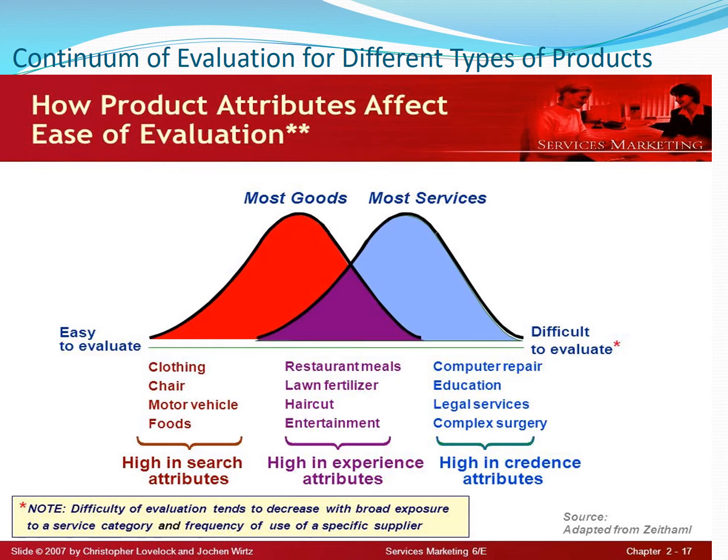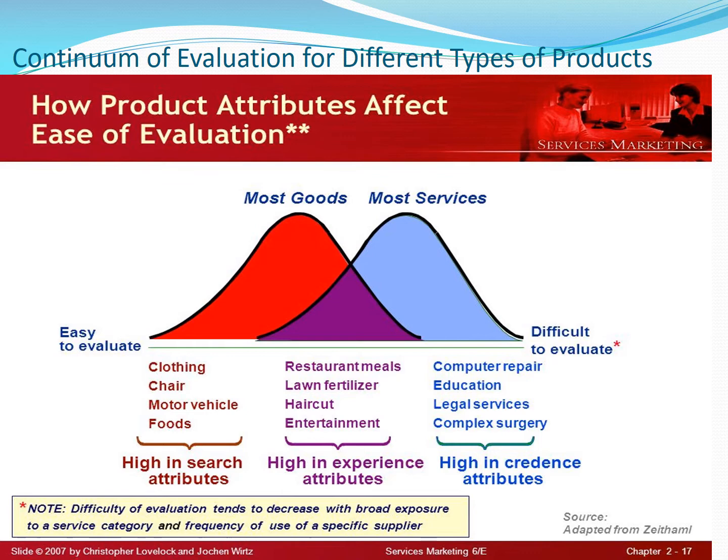So where you can see there, right? Products high in search qualities are easiest to evaluate, which you find on the left side of the continuum, and products high in experience qualities are more difficult to evaluate because they must be purchased and consumed before the assessment is possible. Right, so they require the confirmation of the customers, which you find at the center of the continuum.